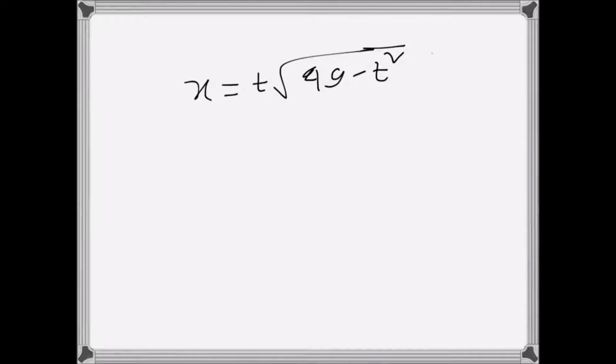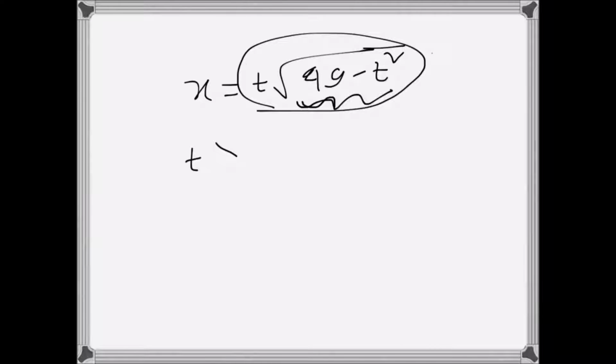If we look at this equation, we can see that when t is greater than 7, the part inside the square root becomes negative. 7 squared is 49, so when t is more than 7, t squared will be higher than 49, so this part will be negative, and that's not possible. So the particle travels for 7 seconds at most, so that's the time.